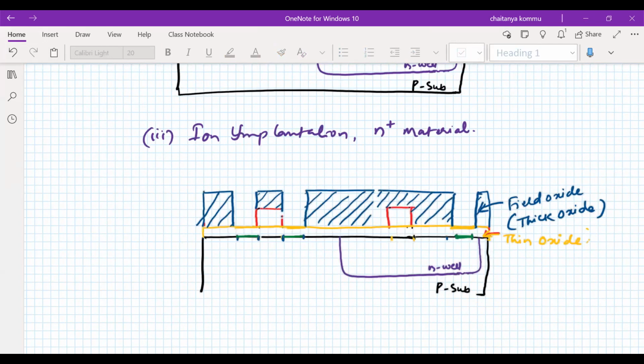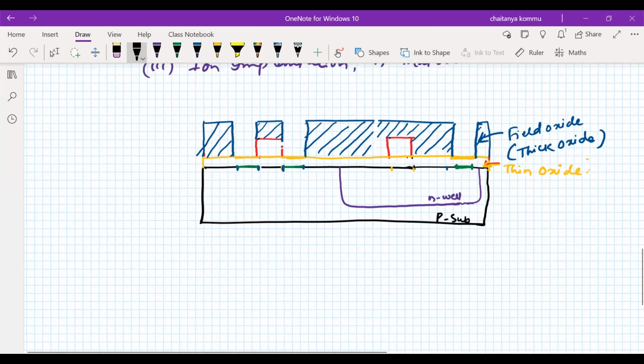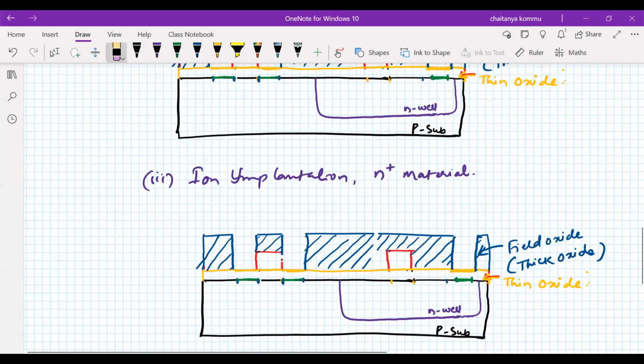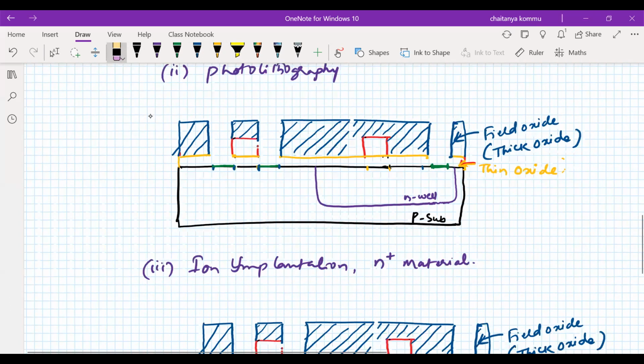So what I have to do is provide... Of course, I have to remove this one also. Please remember that I should remove this portion also. So this portion will get removed very easily, right? This portion also gets removed very easily since it is also silicon dioxide, but only the thickness is different. That's it.